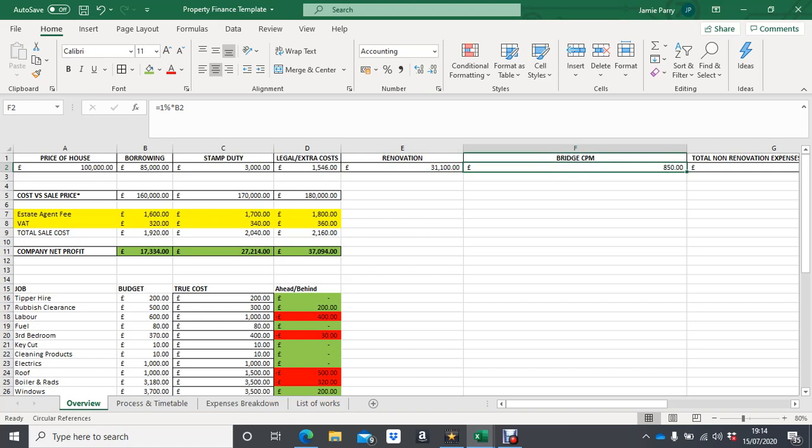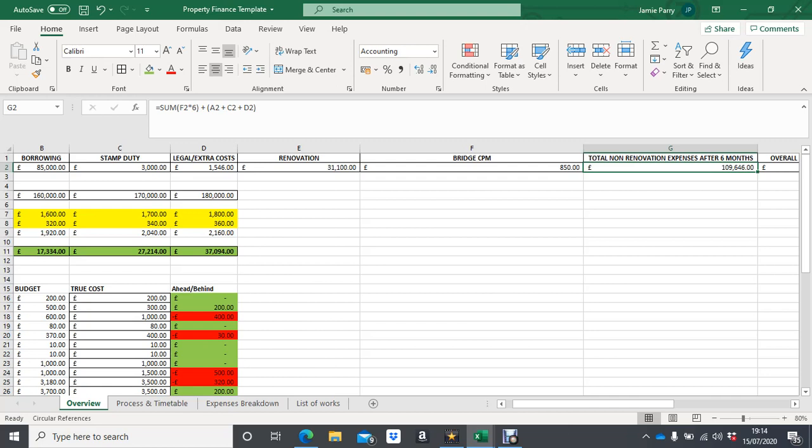Our bridge is, or our investors have lent us this money at 1%. That's 1% of the borrowing. So don't forget that we will have put our own deposit to make up to that 100,000 and the stamp duty, of course. So our non-renovation expenses after 6 months, which is how long I've anticipated this fictional flip will take, is 6 lots of 850, which is our 1% a month, plus the cost of the house, the stamp duty, and the legal and extra costs.